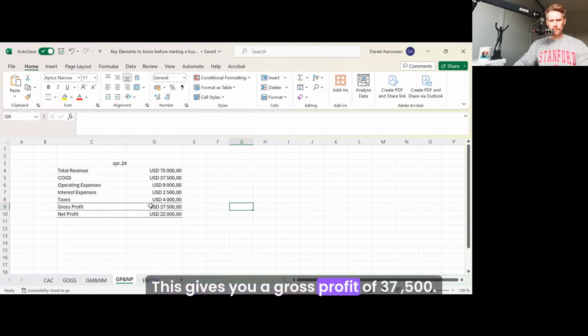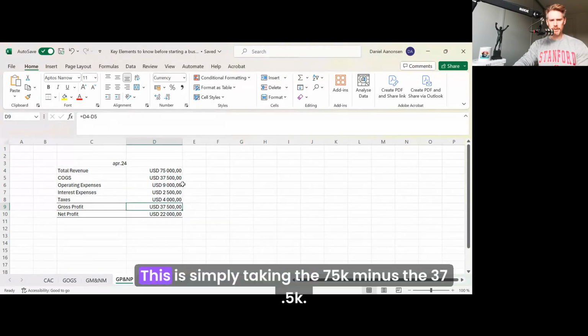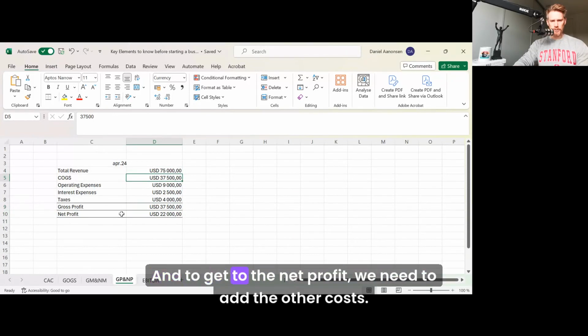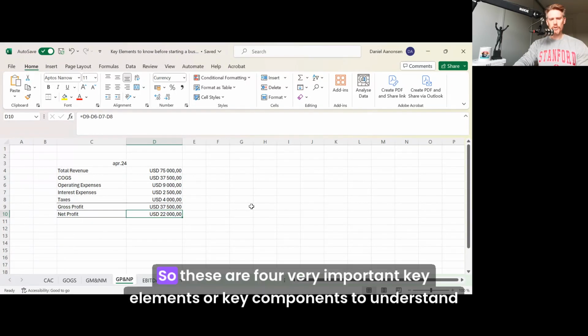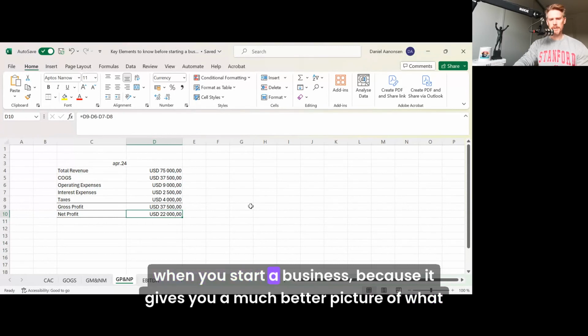This gives you a gross profit of 37,500. This is simply taking the 75K minus the 37.5. And to get to the net profit, we need to add the other costs. So the net profit in this example gives you $22,000.